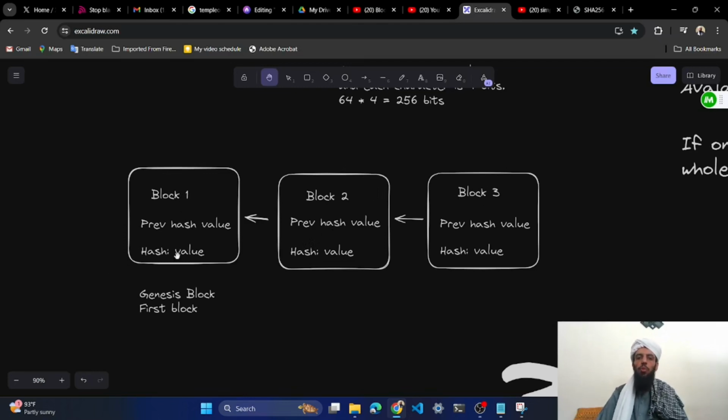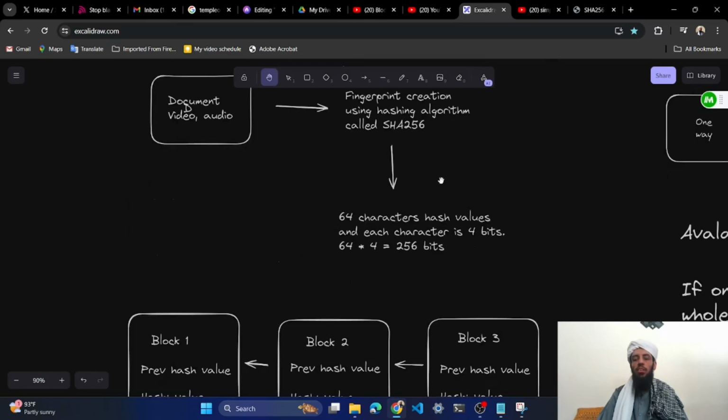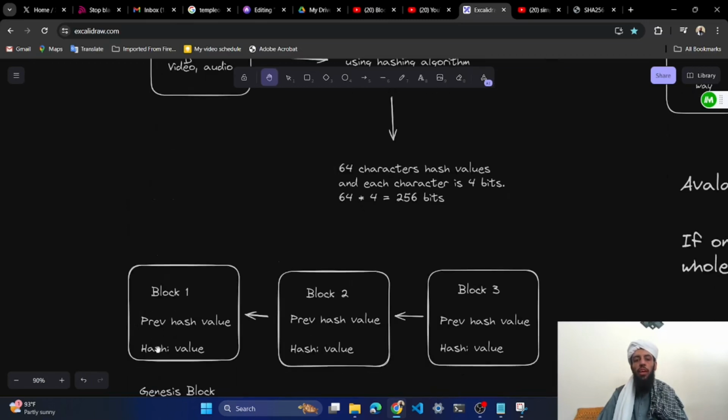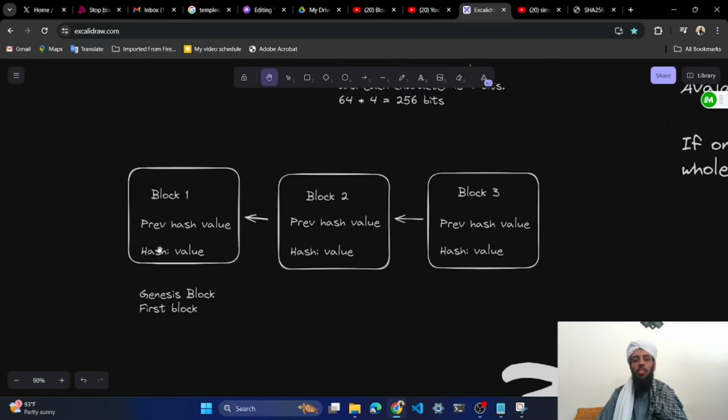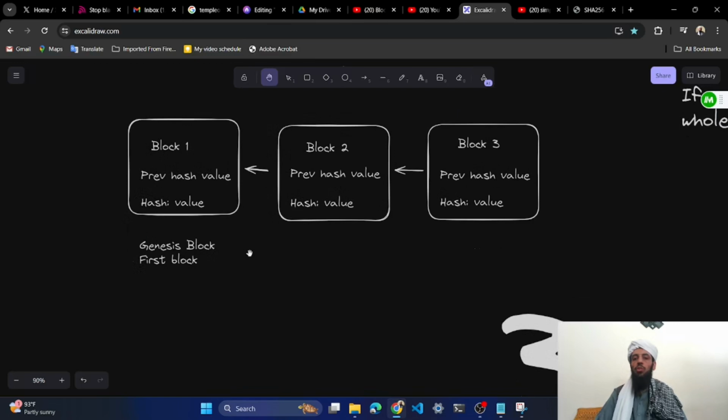So these blocks will be identified by hash values, just like we have discussed. Based on this hash value, block 1 will be identified, and block 2 will be identified, and block 3 will be identified. And another point is this, the previous hash value. What it does, basically, you need to understand that blockchain works on a P2P network. It works in a peer-to-peer network, in which one block is connected with the second block, which is connected with the third block.